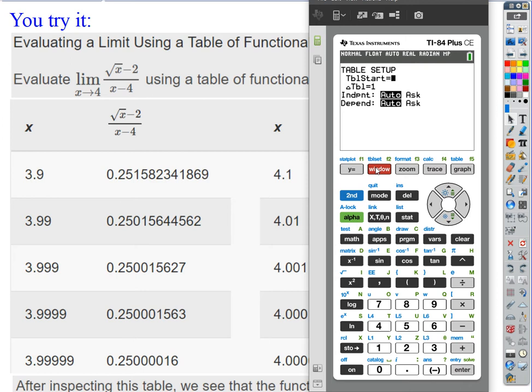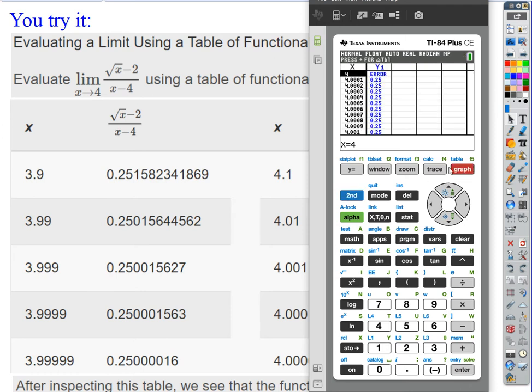So let's pick values that surround 4. We could even pick 4 if we wanted. The delta value is telling us how far apart the points are that we're evaluating on the table. How far apart are they going to be for x values? So let's pick something small, like 0.0001, how about? Okay, and then we're going to go second table, and look what it does.